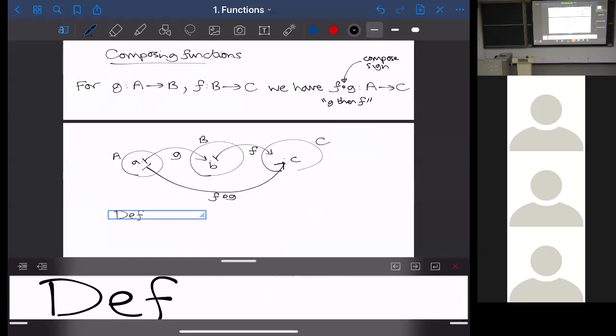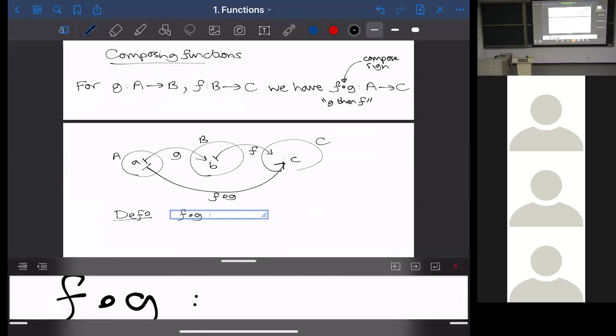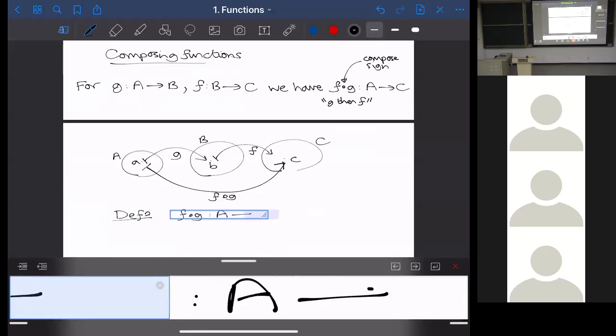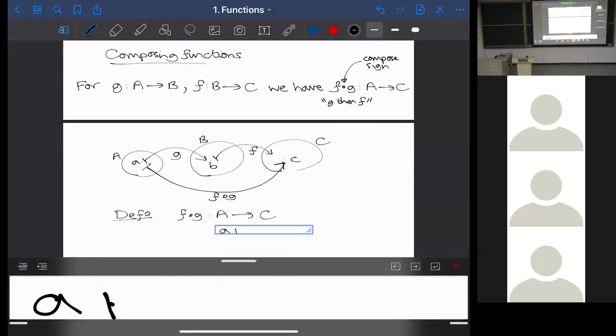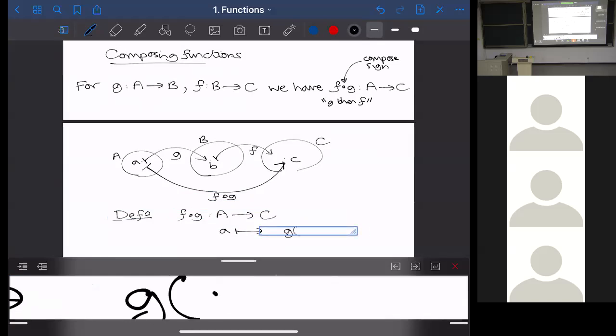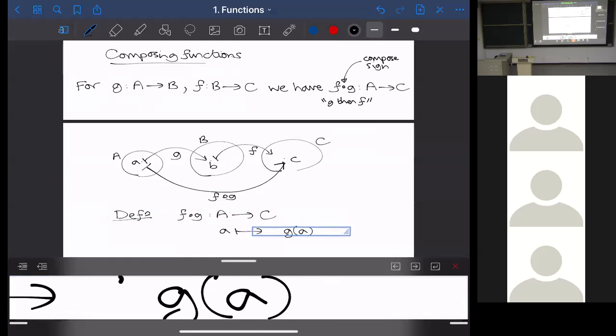So let's just write down the definition. g then f goes from A to C, takes a in A to the result of doing the function g and then doing the function f.